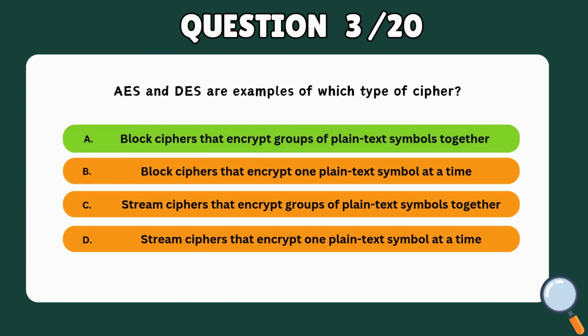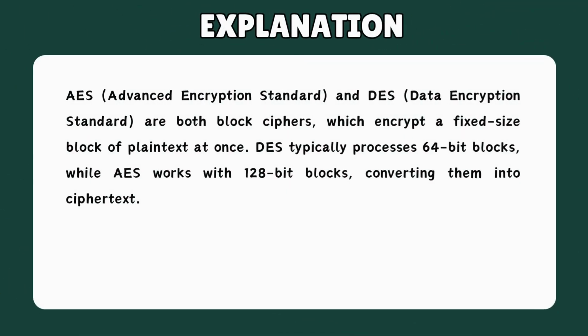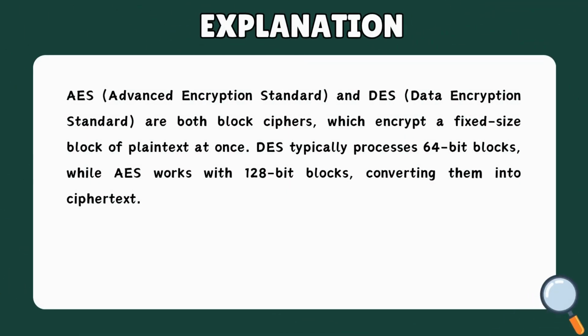Correct answer: A. Block ciphers that encrypt groups of plaintext symbols together. AES, Advanced Encryption Standard, and DES, Data Encryption Standard, are both block ciphers, which encrypt a fixed-size block of plaintext at once. DES typically processes 64-bit blocks, while AES works with 128-bit blocks, converting them into ciphertext.